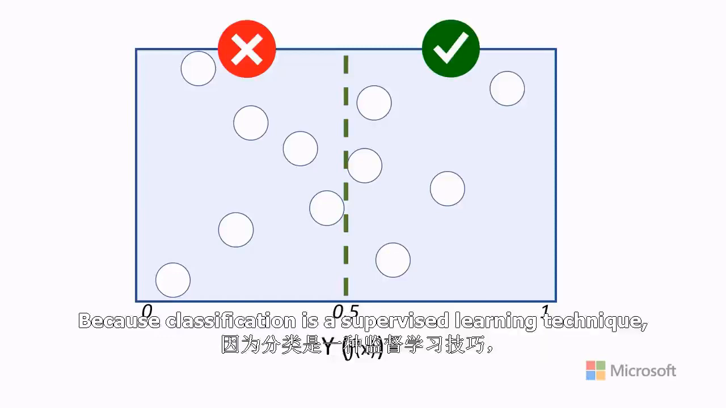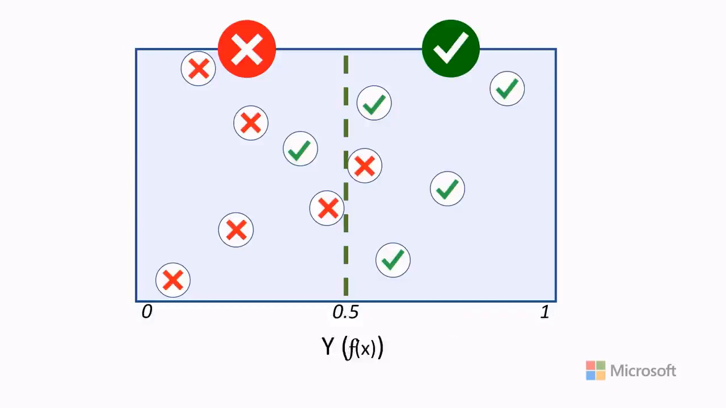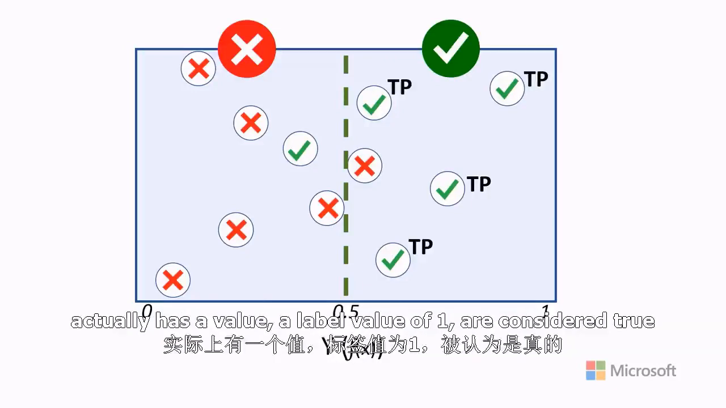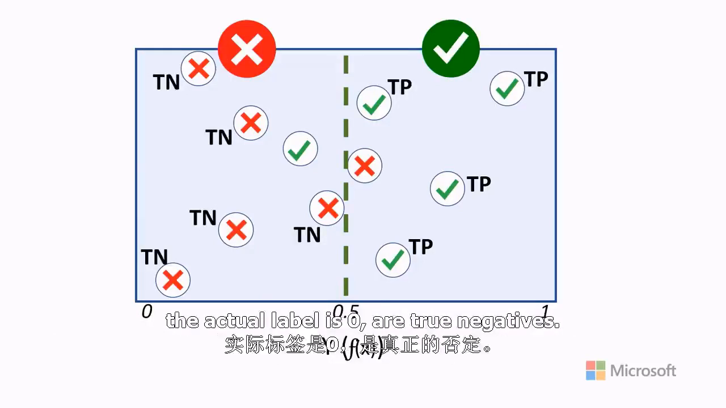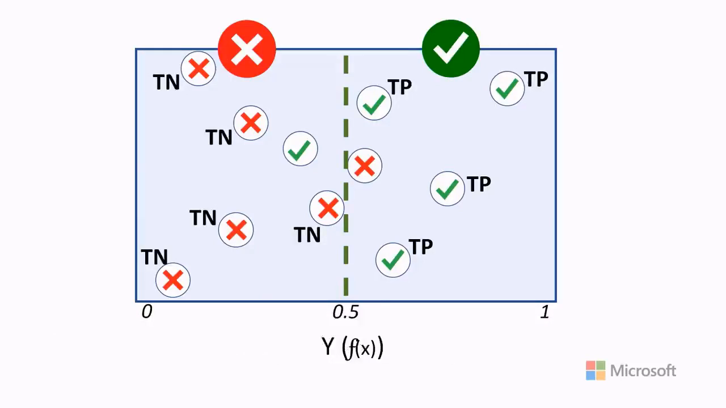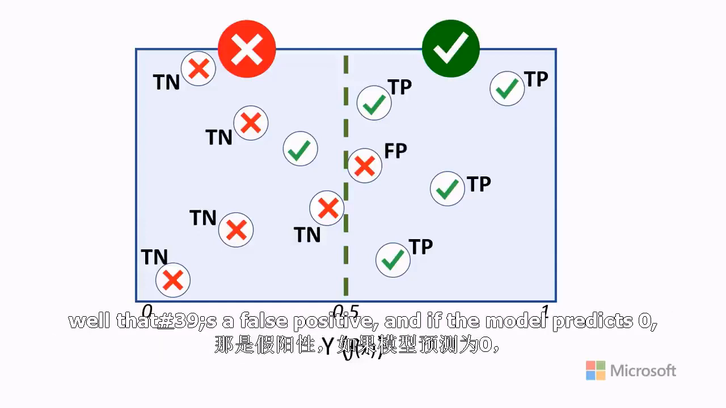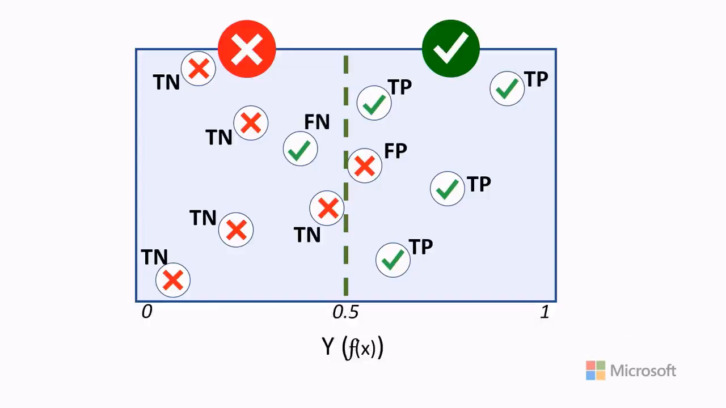Because classification is a supervised learning technique, we withhold some of the test data to validate the model using known labels. Cases where the model predicts a 1 for a test observation that actually has a label value of 1 are considered true positives. And similarly, cases where the model predicts 0 and the actual label is 0 are true negatives. If the model predicts 1, but the actual label is 0, well, that's a false positive. And if the model predicts 0, but the actual value is 1, well, that's a false negative.